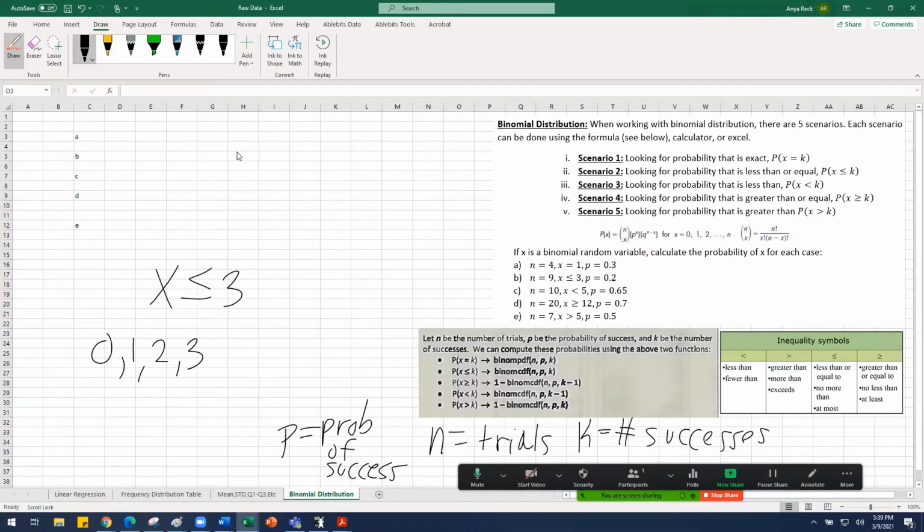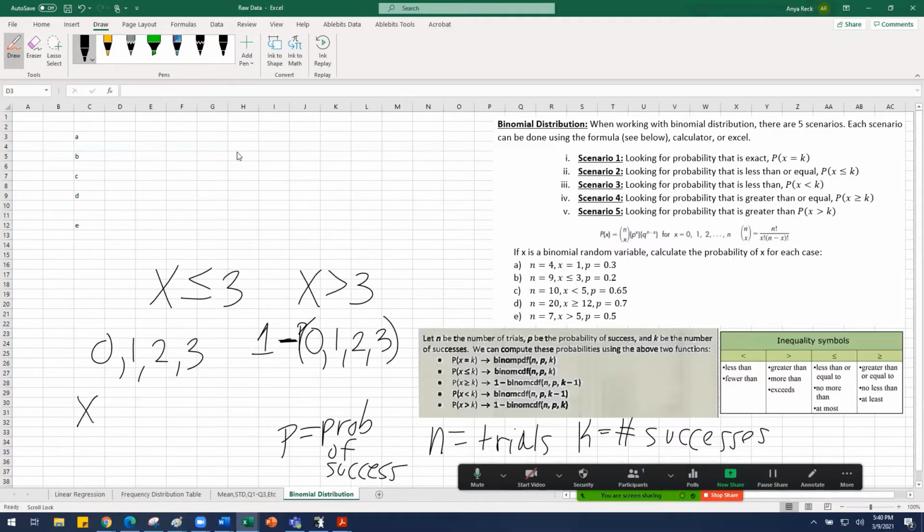If we are doing X greater than 3, then we would have to do the cumulative of 1 minus everything up to and including 3, which will be 0, 1, 2, and 3. So make sure you subtract those probabilities of each of those numbers. So that's why we do the complement.